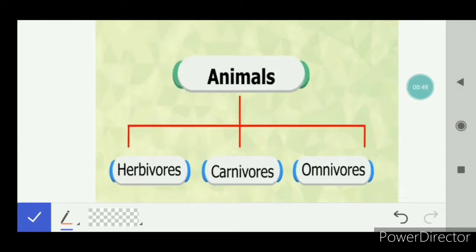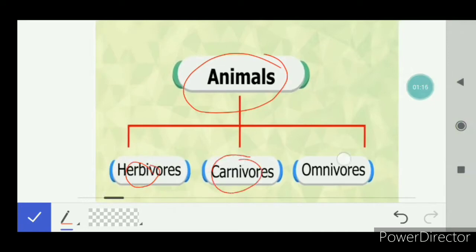For example, some animals eat only plants, whereas some animals eat only flesh of other animals. But some animals eat both plant food as well as flesh of other animals. Flesh means meat. So, based on the food habits of the animals, we categorize the animals in the three categories: herbivores, carnivores, omnivores. Let us study all these in detail one by one.